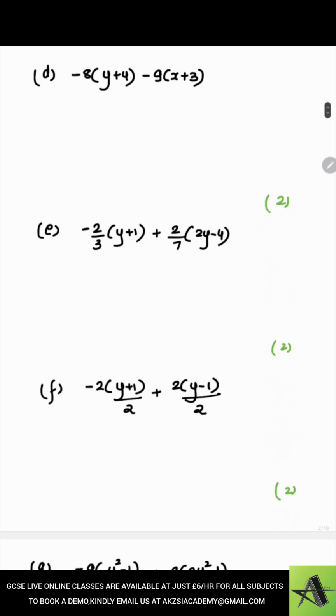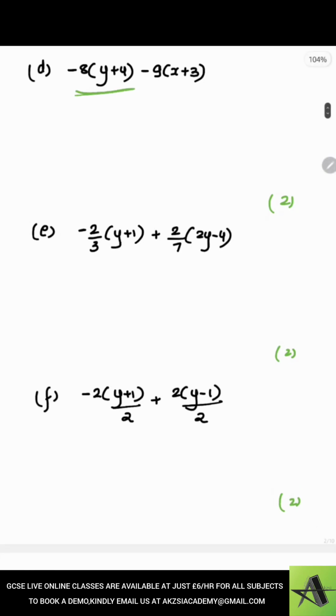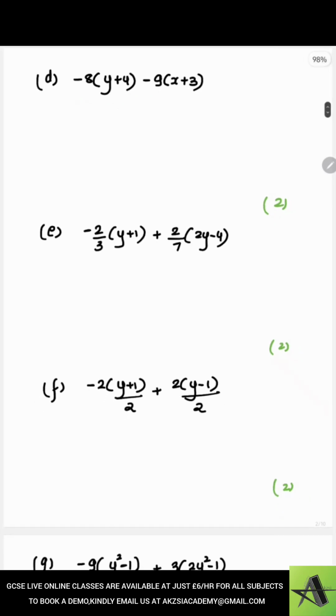Moving on to the next, it's minus 8 times y plus 4 minus 9 times x plus 3. That means these two are different terms. This is the first term and this is the second term. So we have to expand them individually and then simplify further. So minus 8 times y is minus 8y. Minus 8 times 4 is minus 32. Then minus 9 times x is minus 9x, and minus 9 times 3 is minus 27.